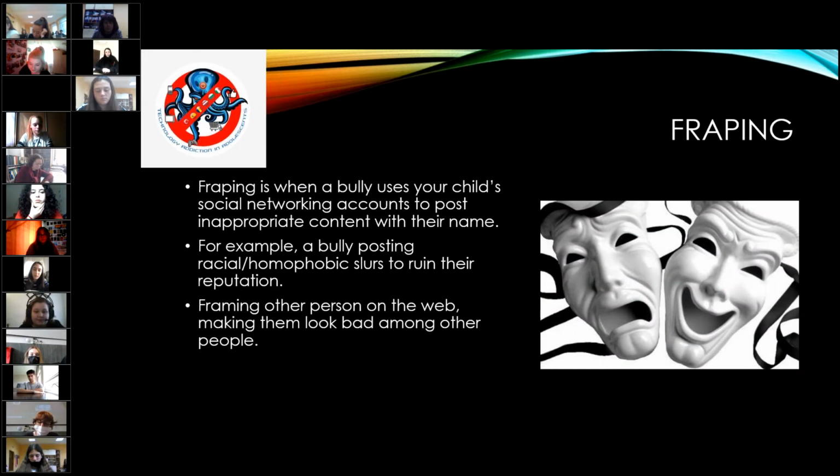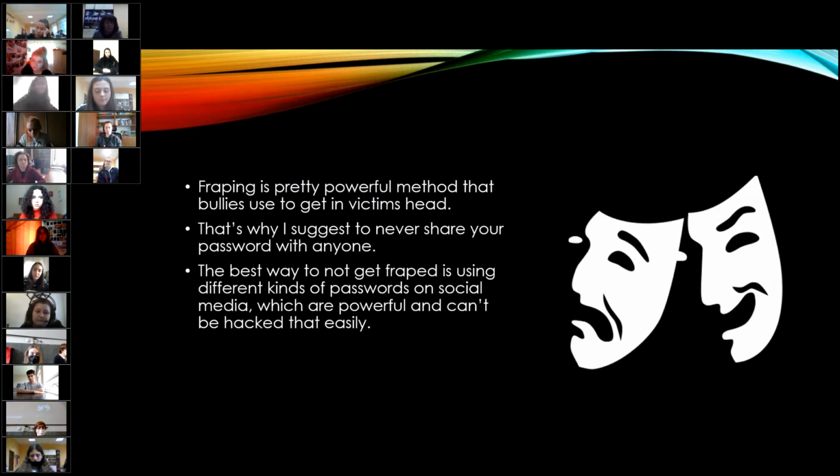Fraping. Fraping is when a bully uses your child's social networking accounts to post inappropriate content with their name. Basically, let's say they have control over your child's account or your friend's account, and they're just posting some kind of pictures, but they use your name as an author. So fraping is a pretty powerful method that bullies use to get in the victim's head. That's why I suggest to never share your accounts or passwords with anyone. The best way not to get fraped is using different passwords on social media, which are powerful and can't be hacked that easily.